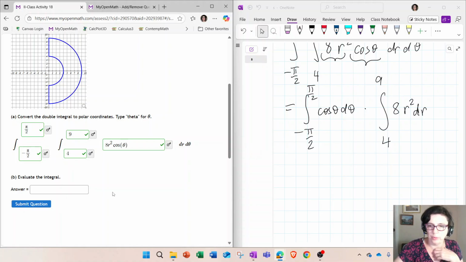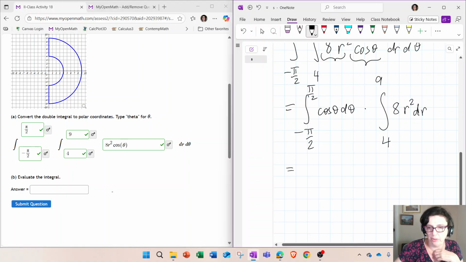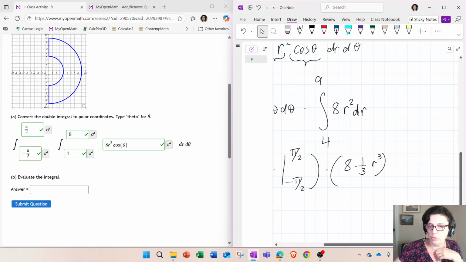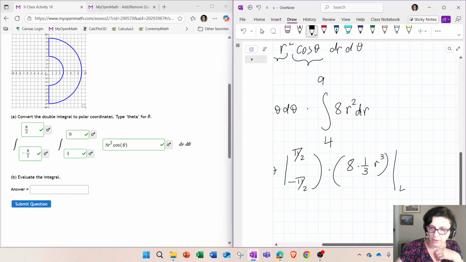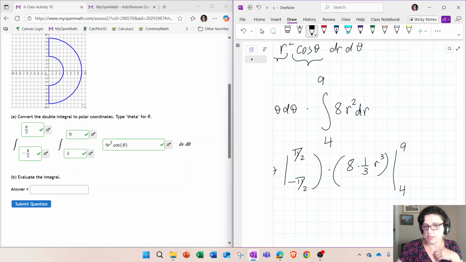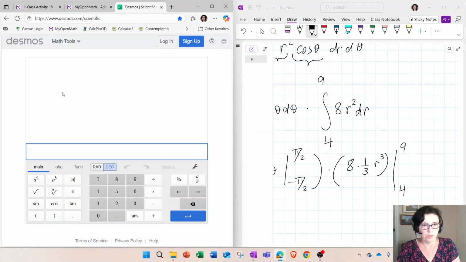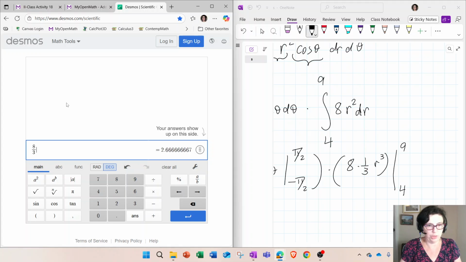So now we just have to evaluate this integral, which is supposed to be really easy because the integral of cosine theta is sine theta, changing from negative pi over 2 to positive pi over 2. Multiply that by 8 times 1/3 r cubed, right? That's the rule: you add 1 to the power and then divide by the new power. And then we substitute 9 and 4. Partially I will do this on the calculator. If I want to find 8/3 r cubed when r is 9, and then subtract 8/3 r cubed when r is 4, I'll get some huge ugly fraction.